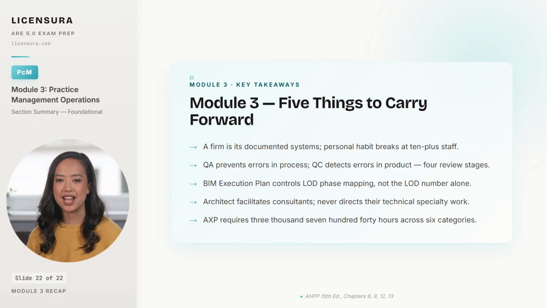Fourth, the architect facilitates and integrates consultant work, but never directs technical specialty decisions, because that line is what keeps the architect from being liable for work performed under another professional's license. And fifth, the AXP Experience program requires 3,740 hours distributed across 6 categories that mirror the 6 ARE divisions, with no substitution between categories and supervisor verification on every hour that counts.